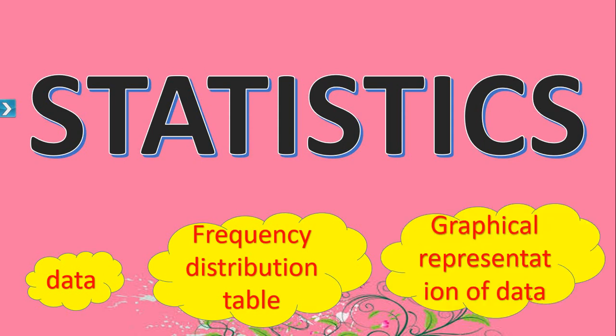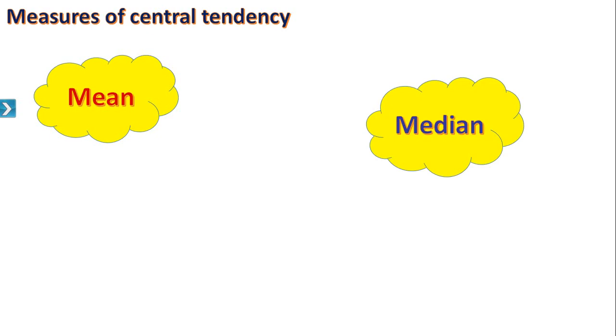And you know the graphical representation of data. You learnt bar graph, histogram, frequency polygon in your 9th standard. And you know about the measures of central tendency. Measures of central tendency means the value which measures the center of the set of values is called measures of central tendency. There are three common measures of central tendency. They are mean, median and mode. You know to find mean, median and mode for ungrouped data.